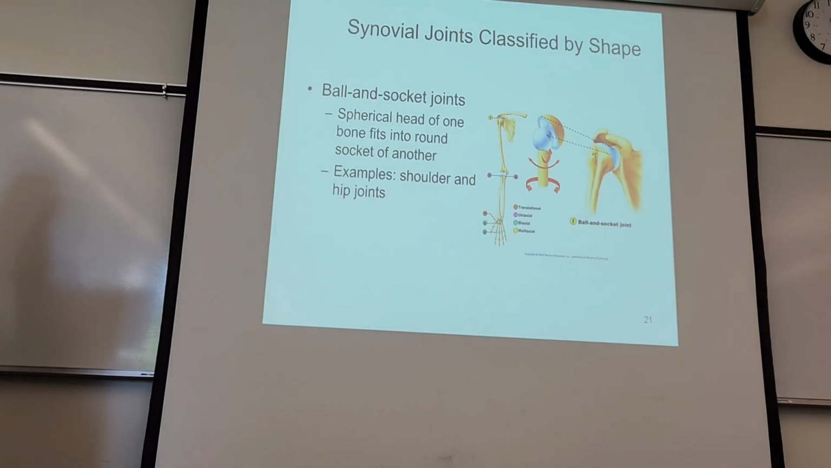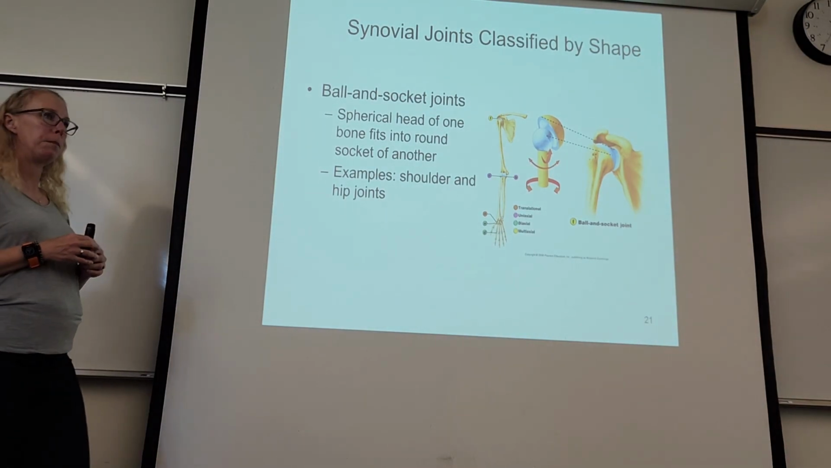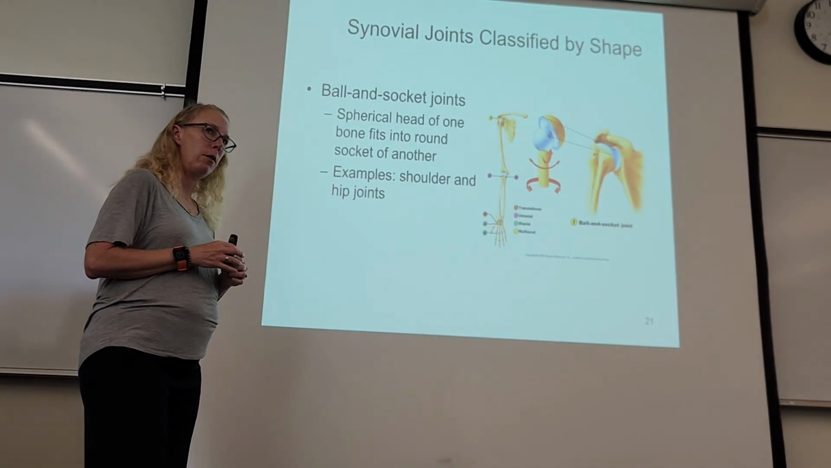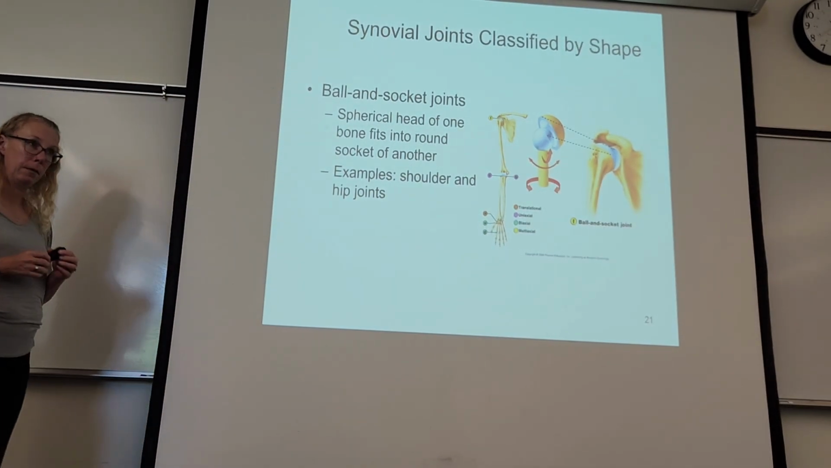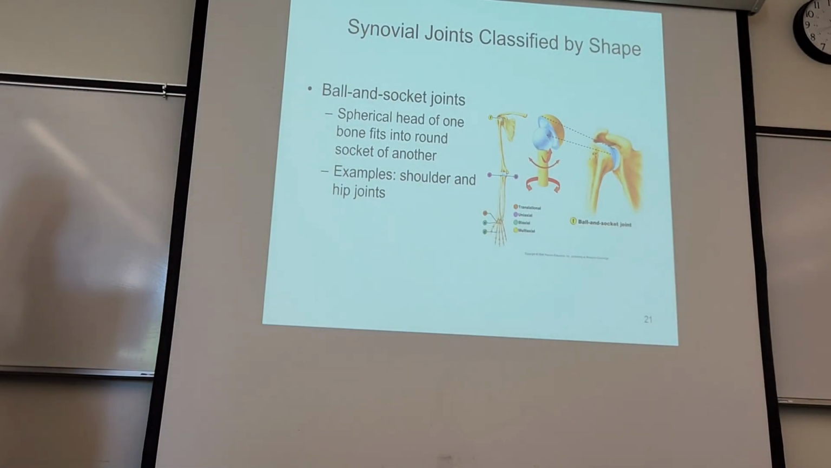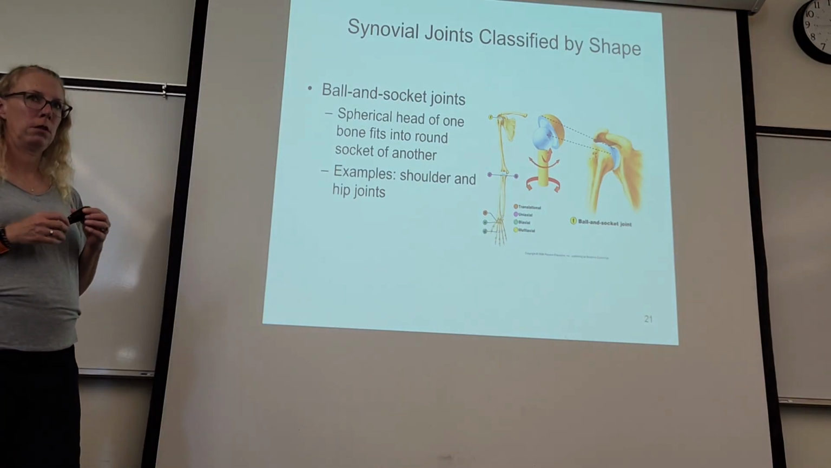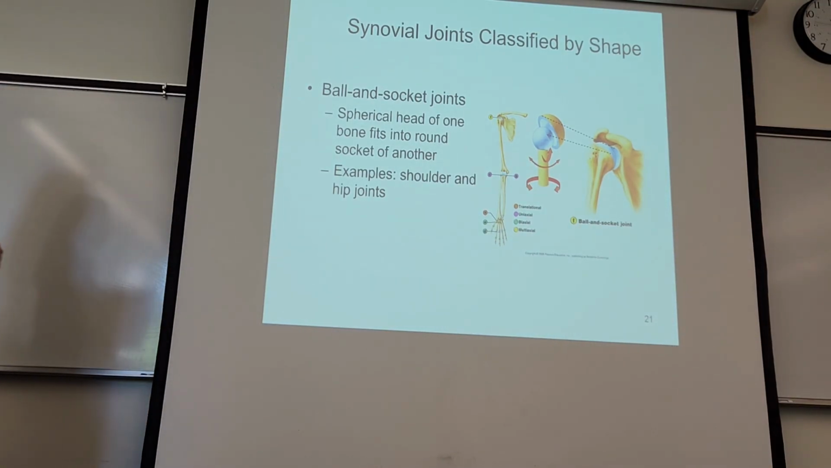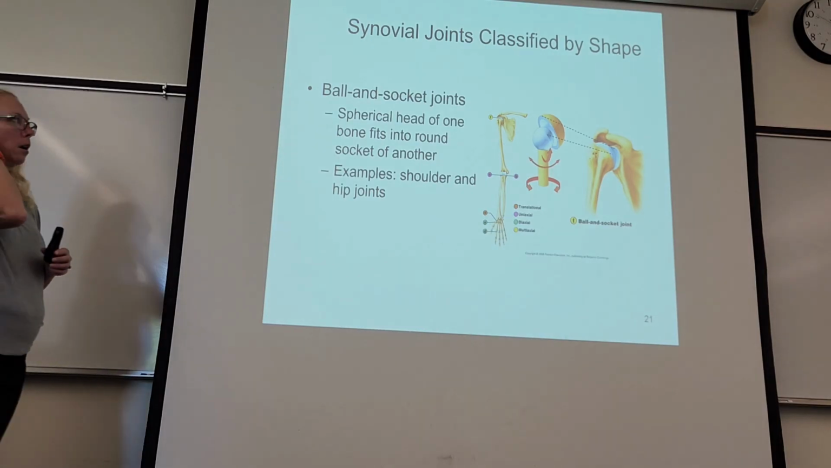The head, okay. And what part of the scapula? The glenoid cavity or the glenoid fossa. So that's the socket and the head is the ball. So what about the hip? What part of the femur? The head. And then what about the os coxae bone? The acetabulum, which is the depression, the socket, a much deeper socket for the hip.